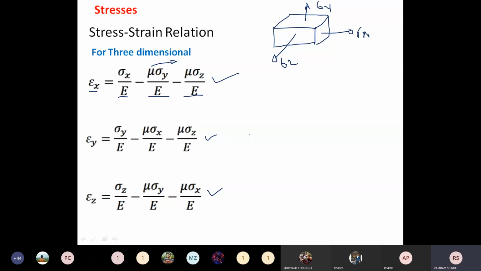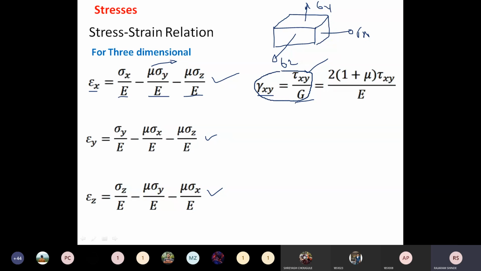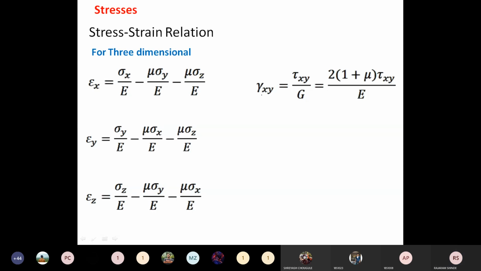Modulus of rigidity. Shear strain is equal to the shear stress upon modulus of rigidity. This equation I think I have already covered in strength of materials for your batch. That is, gamma xy is equal to tau xy divided by G.